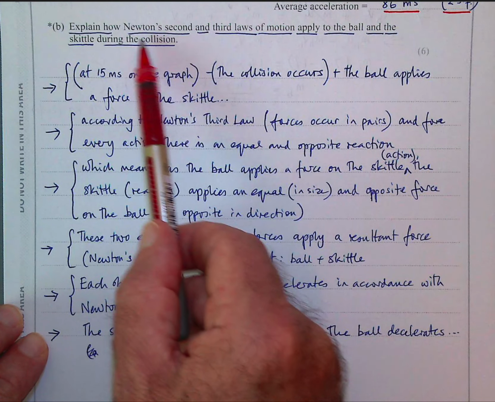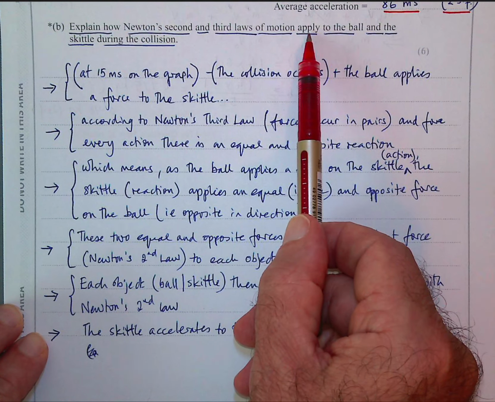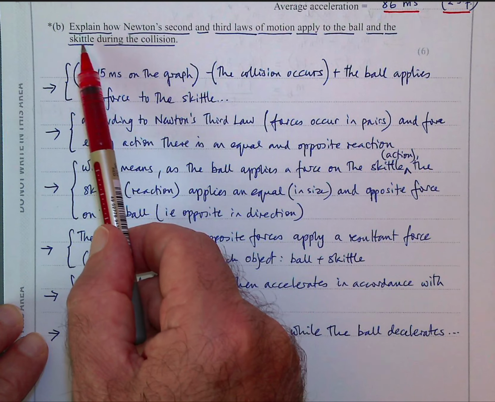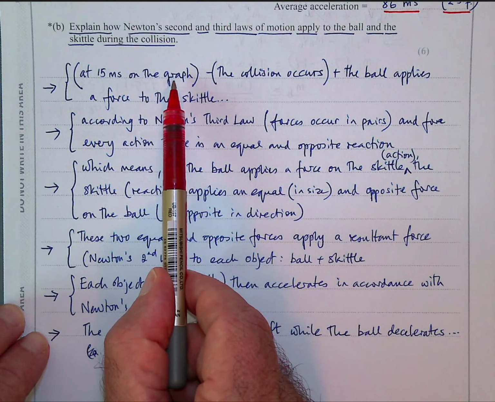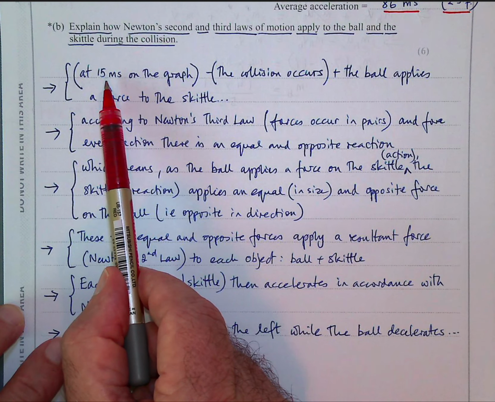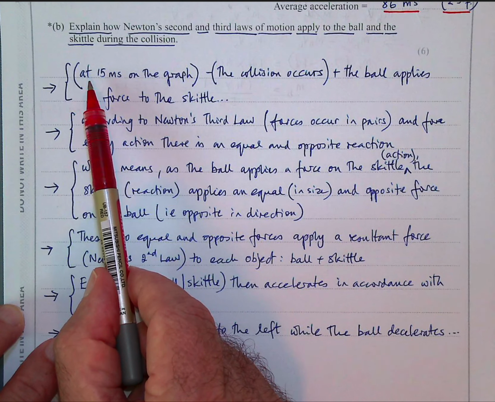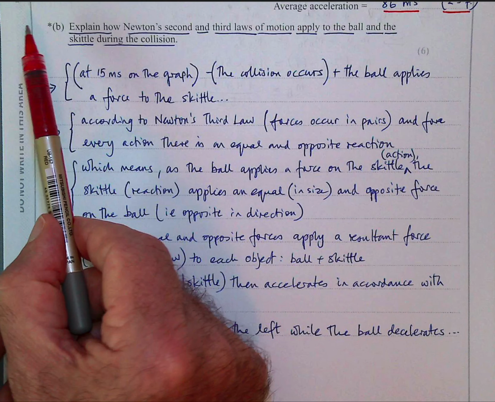during the collision. So I'm underlining it's Newton's second law and third law to apply to the ball and the skittle during the collision. So you've got to explain. So at 15 milliseconds on the graph, I put, this is not necessary for the mark on the mark scheme, but it's part of the clarity of your answer. And remember, anything with asterisks is the quality of your written communication, your reasoning, and your logic.